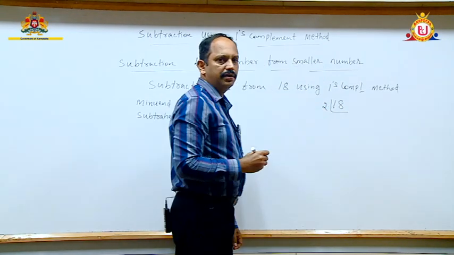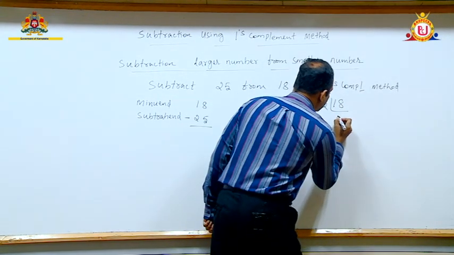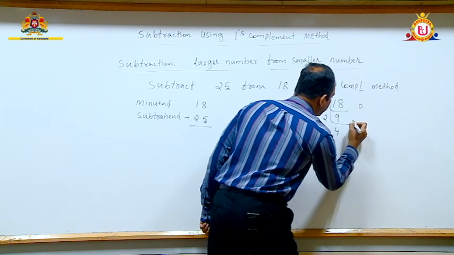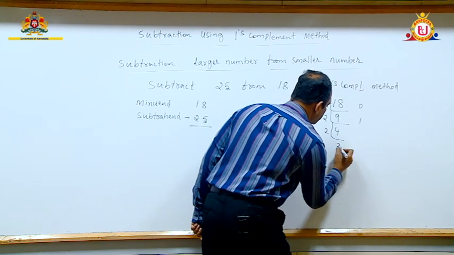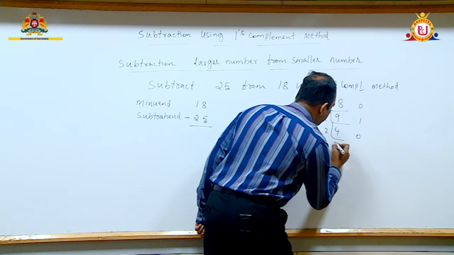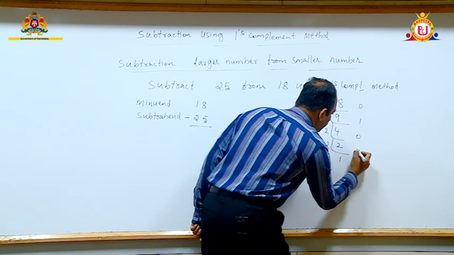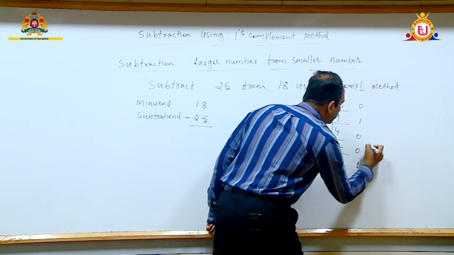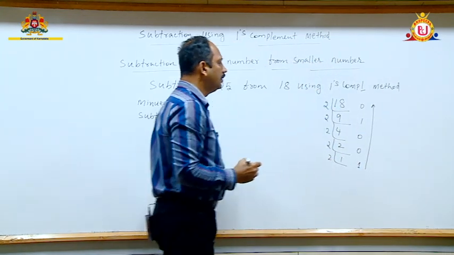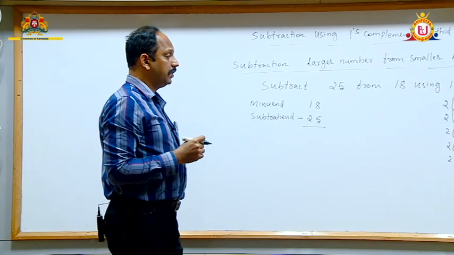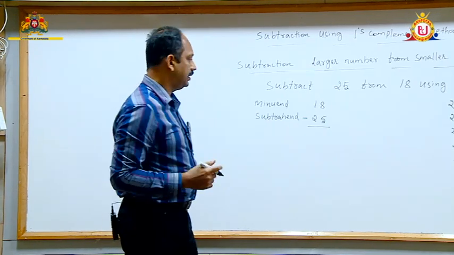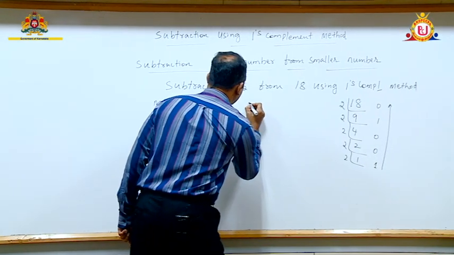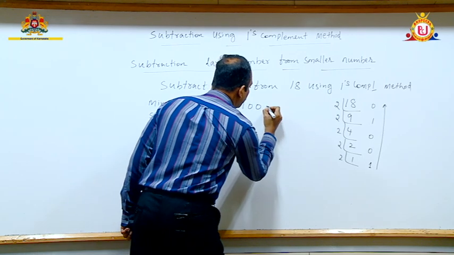So 18 is divided by 2. 2 times 9 is 18, remainder is 0. 2 times 4 is 8, remainder is 1. 2 times 2 is 4, remainder is 0. 2 times 1 is 2, remainder is 0. And 1 is written as it is. Now I am writing the arrow that indicates we have to write from bottom to top, using the left to right method. So the binary equivalent of 18 is 1 0 0 1 0.